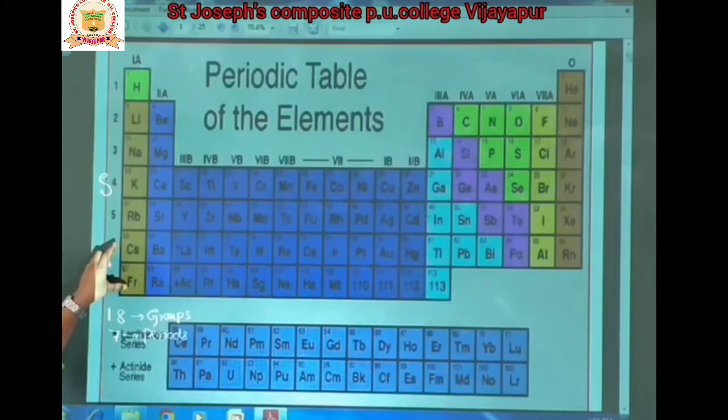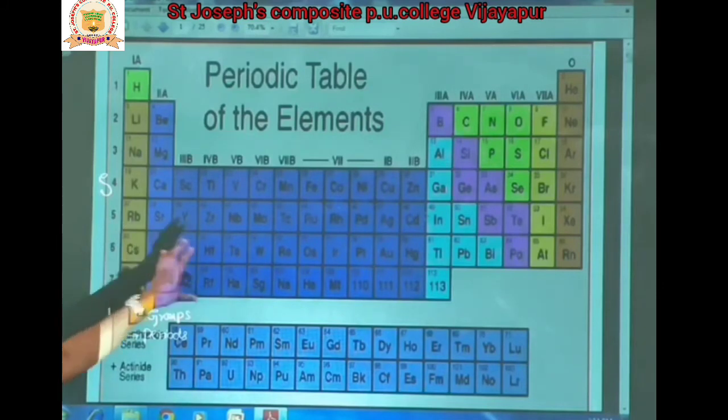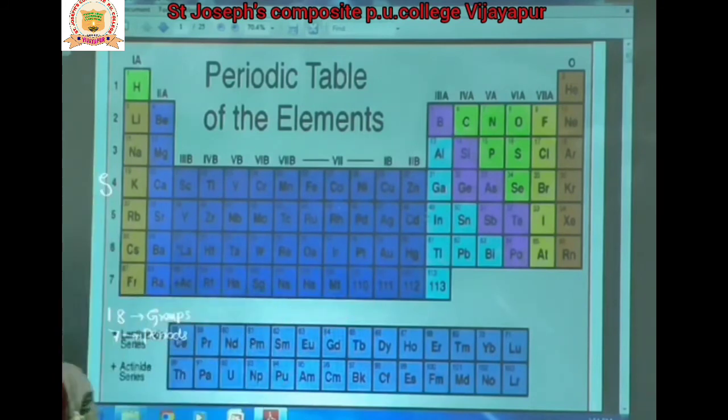Almost all these S block elements are metals. Now come to the P block elements. P block elements are from group 13 to group 18. Group 13 to group 18 elements are called the P block elements.